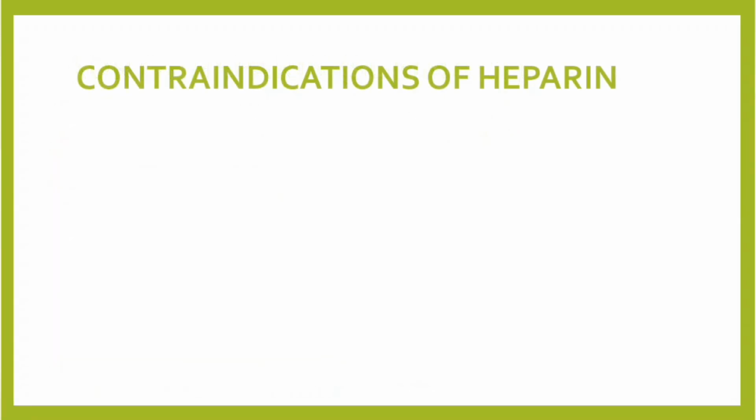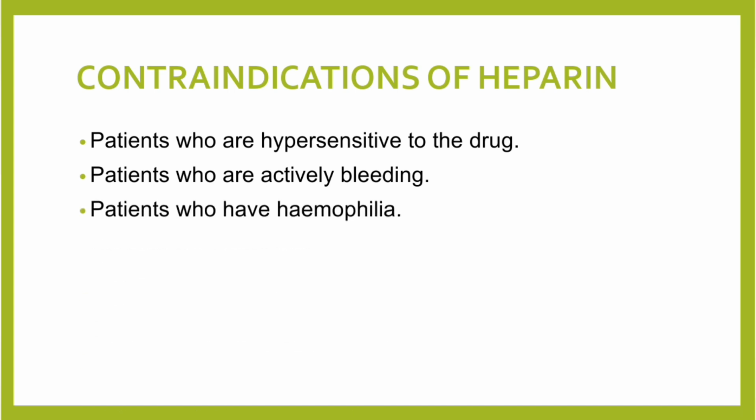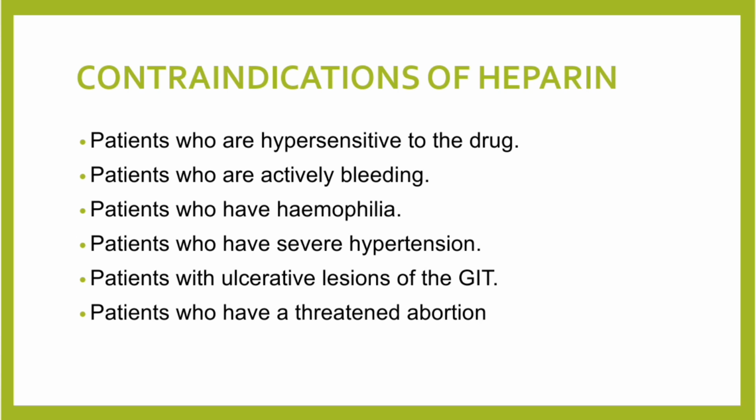What are the contraindications of heparin? Because in some cases, heparin is not allowed, or you need to think of other anticoagulants like warfarin, right? So the contraindications include the following: patients who are hypersensitive to the drug, patients who are actively bleeding, patients who have hemophilia, patients who have severe hypertension, patients with ulcerative lesions on the GIT, and patients who have threatened abortion.